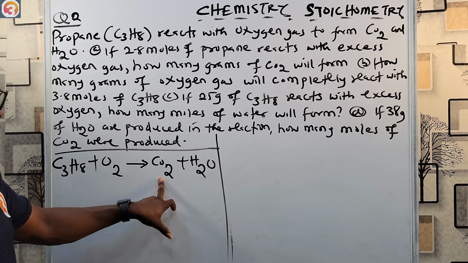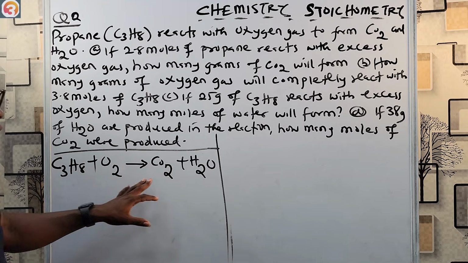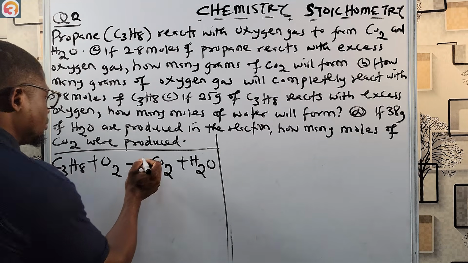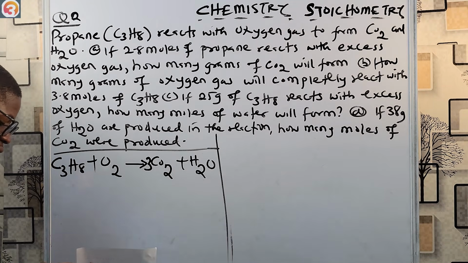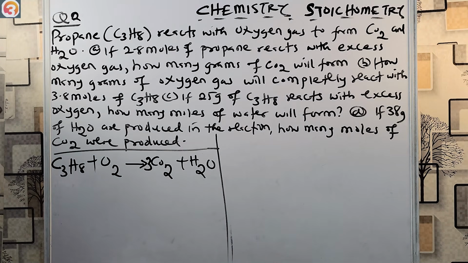So now, let's look for a way to make the number of atoms of carbon on both sides the same. If you put 3 here, that gives 3 atoms of carbon, to balance these 3 atoms of carbon on the left hand side.